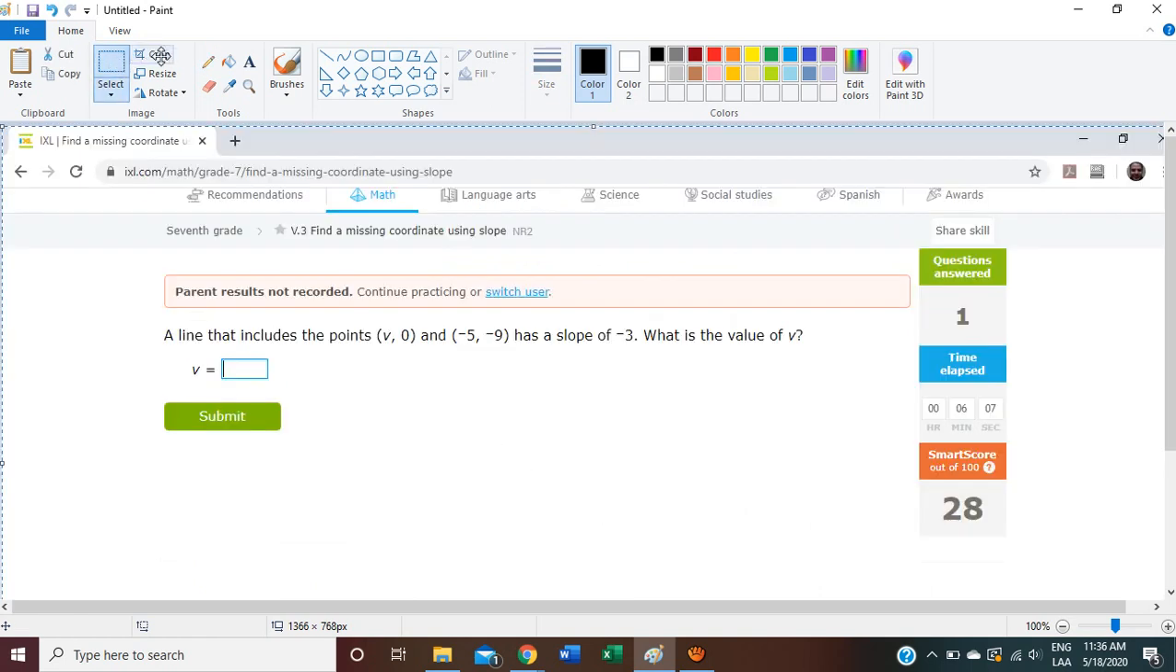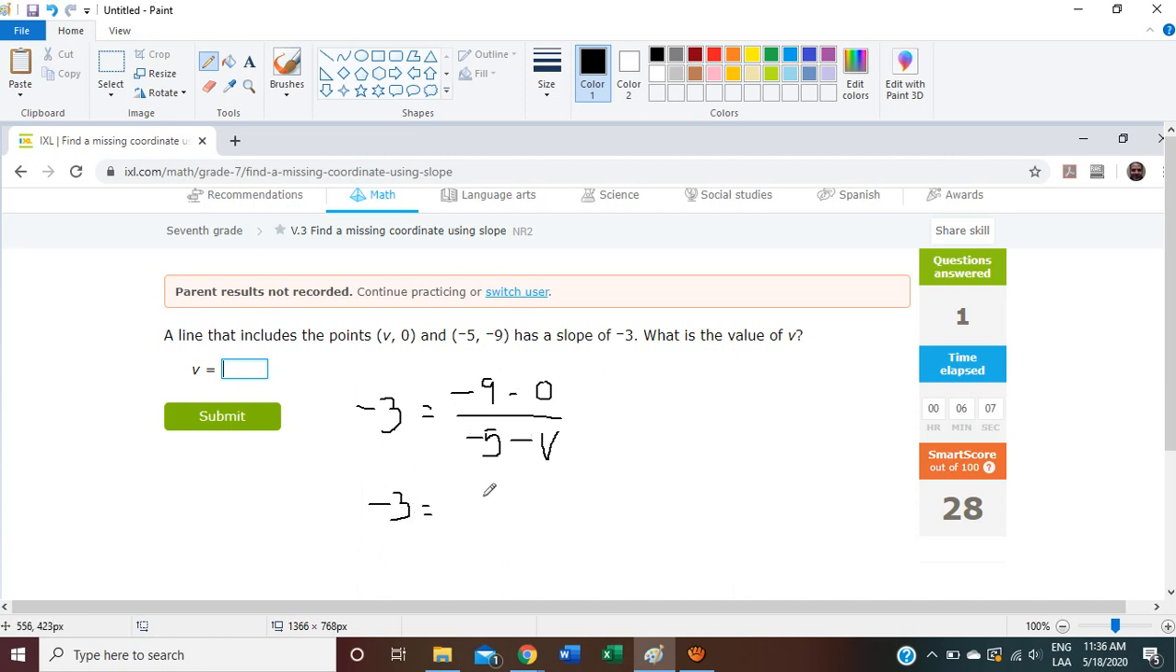All right, so we have a line that has a slope of negative 3. So our slope is negative 3 equals negative 9 minus 0, divided by negative 5 minus v. So negative 3 equals negative 9 minus 0 equals negative 9 divided by negative 5 minus v.